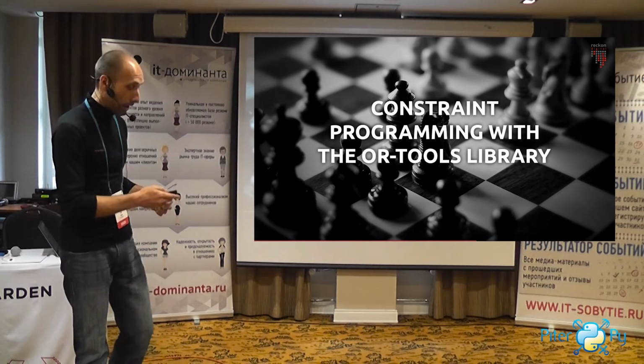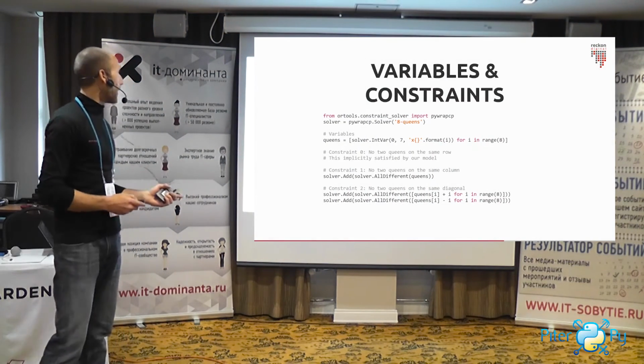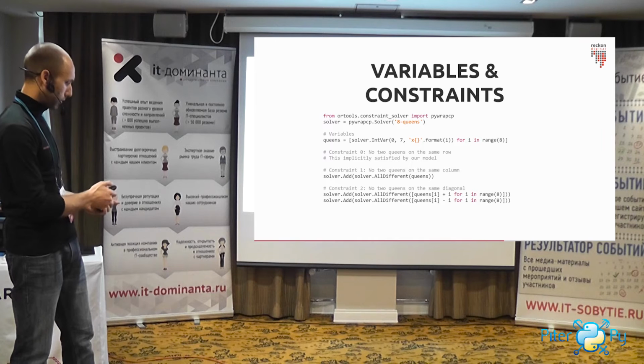And then we add a constraint for the diagonals to say that we cannot have 2 queens on the same diagonal. Let's have a look at some code. So, does it work? Yep.